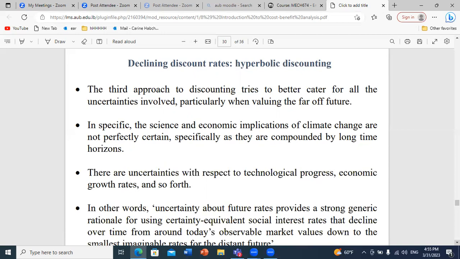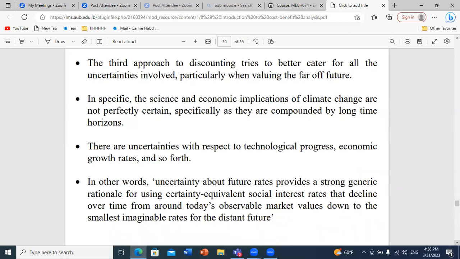So the third approach to discounting tries to better cater for all the uncertainties involved, particularly when valuing the far off future. In specific, the science and economic implications of climate change are not perfectly certain, especially as they are compounded by long time horizons. So there are uncertainties with respect to technological progress, economic growth rate, and so forth. In other words, uncertainty about future rates provides a strong generic rationale for using certainty equivalent social interest rates that decline over time from around today's observable market values down to the smallest imaginable rates for the distant future.